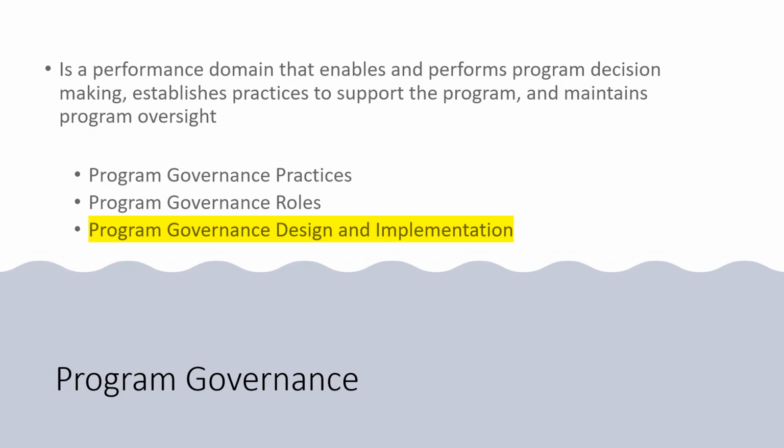Program governance is a performance domain that enables and performs program decision making, establishes the practices to support the program, and maintains the program oversight. So it has three important aspects. We already discussed program governance practices, and we discussed program governance roles. So today we're going to discuss program governance design and implementation. This is going to be the final video on the program governance performance domain.